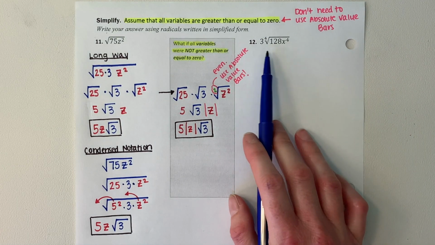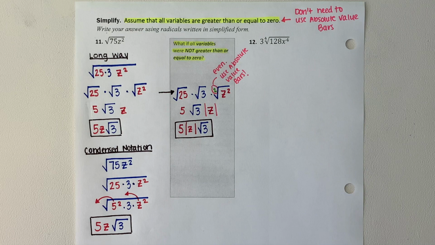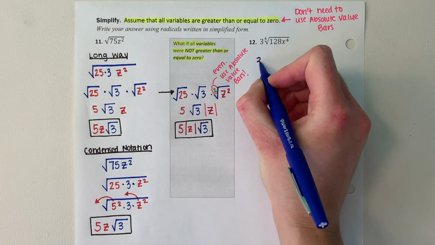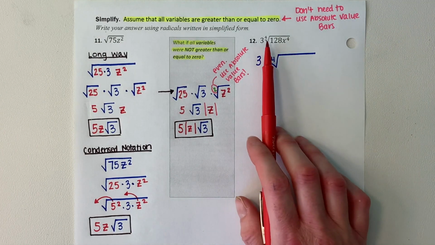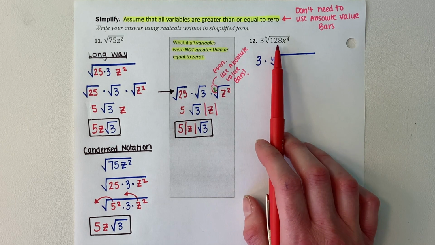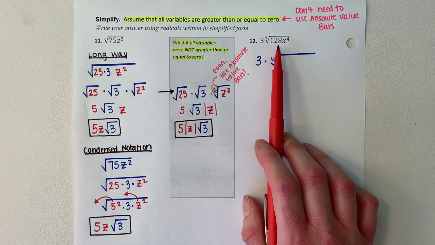Let's try problem number 12 here. And from now on, I'm going to use this condensed notation. To start, I'm going to just move this coefficient to the side. We don't need to worry about it for now. Then, since the index here is a 4, we're looking for perfect fourths. First, we ask ourselves, is 128 a perfect fourth? It is not, because no whole number raised to the 4th power gives us 128.